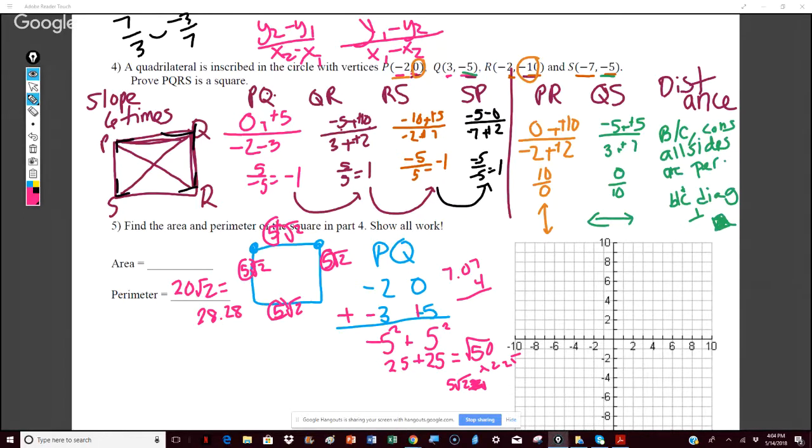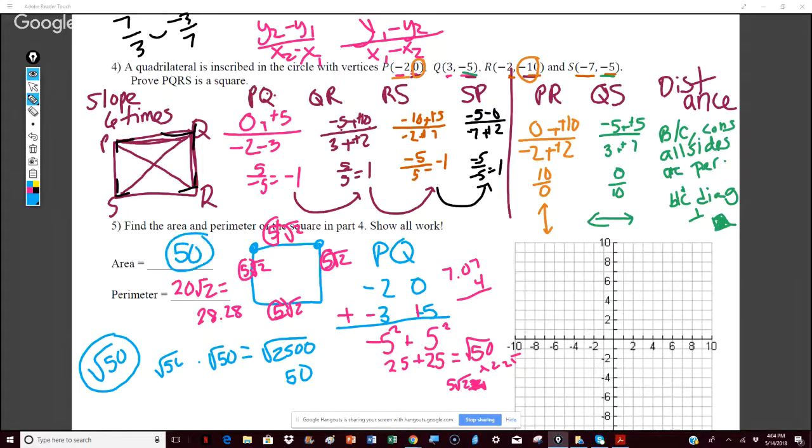For the area, the area is side squared. So I'm just going to make it easy for me and say, well, the square root of 50, because that's easy. The square root of 50 times the square root of 50 gives you the square root of 2,500. And then the square root of 2,500 just happens to be 50. And that's it. All right.